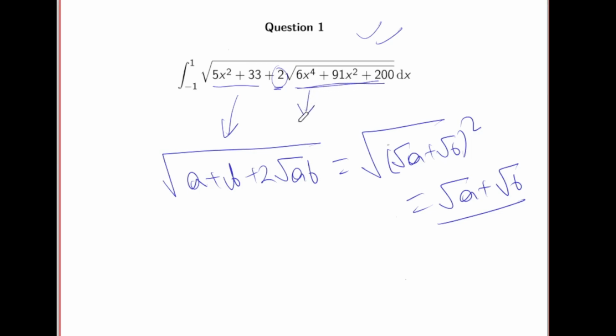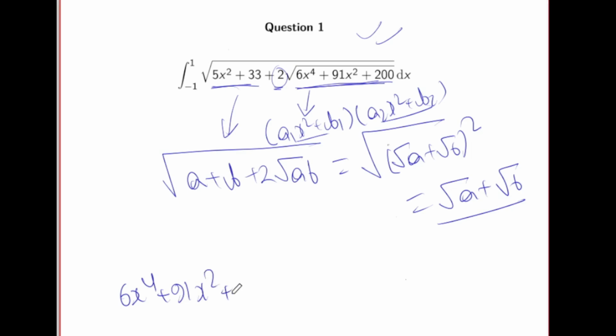So this might be a product of two quadratics of the form a1x square plus b1, and the second one a2x square plus b2, right? If you multiply these, you will get a biquadratic of this form, and the quadratic might be the sum of these two quadratics, right? So from here my intuition says I need to first factorize this biquadratic, right? This biquadratic is basically 6x to the power 4 plus 91x square plus 200, right?